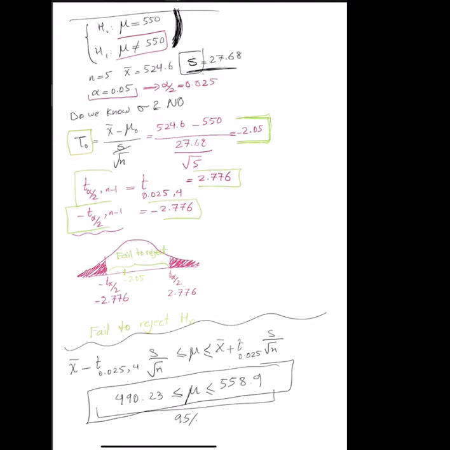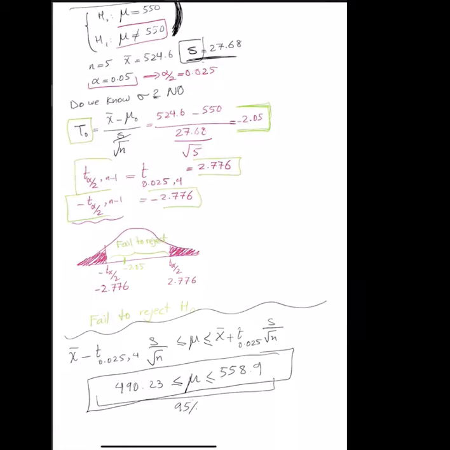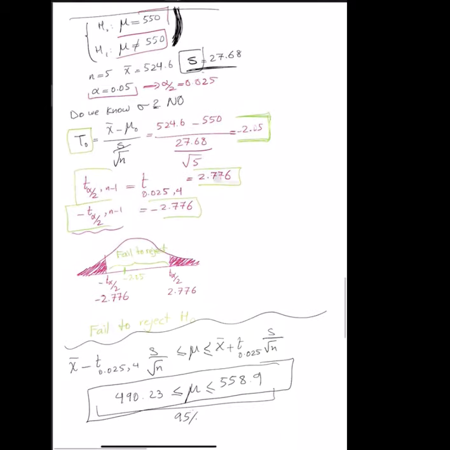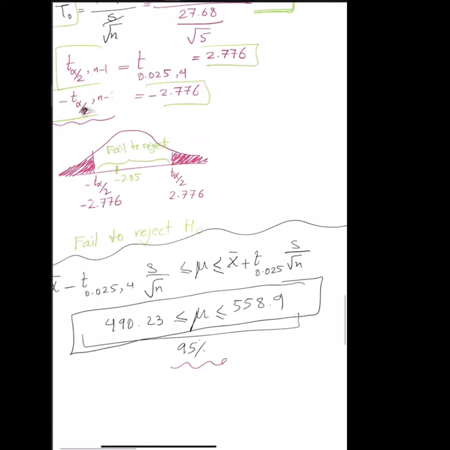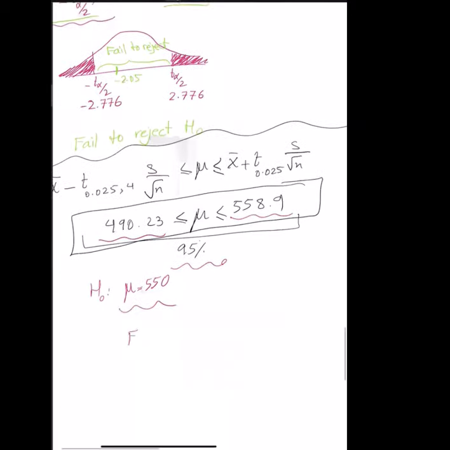What is your conclusion and why? Guys, you know this, right? Fail to reject, for the same reason. So I'm thinking the mean is 550. And this confidence interval that I developed, that I believe contains the unknown mu, is from 490 to 558. If my null hypothesis is that mu is 550, it actually falls in this interval. So I don't have enough evidence to reject this null hypothesis. I just fail to reject it.